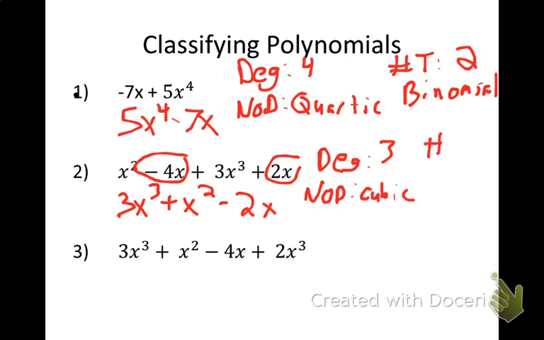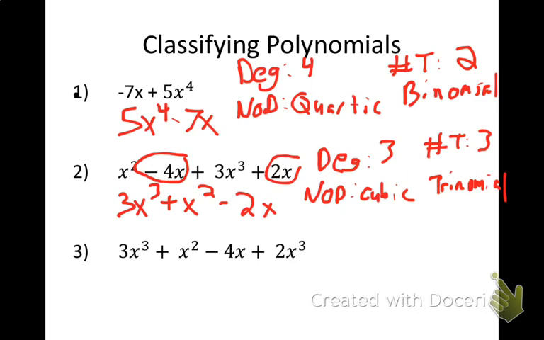How many terms are there here, Sage? How many different terms are there? 3. Which means it is then a trinomial. So that is a cubic trinomial.